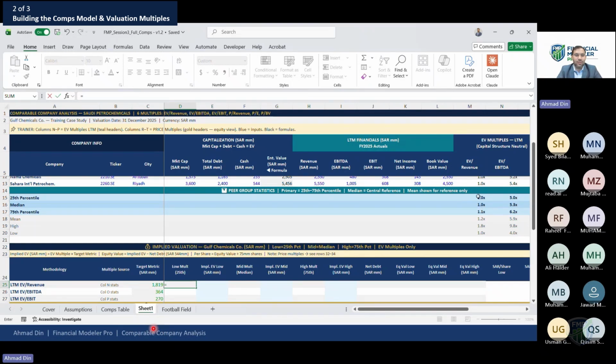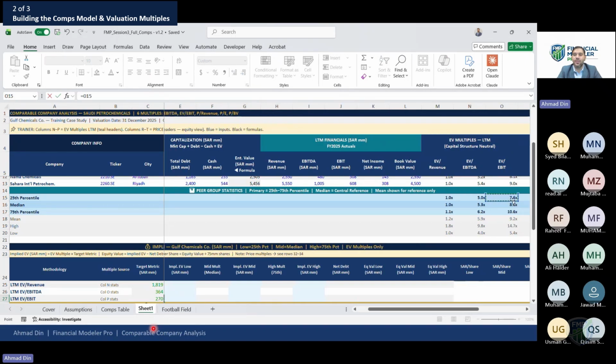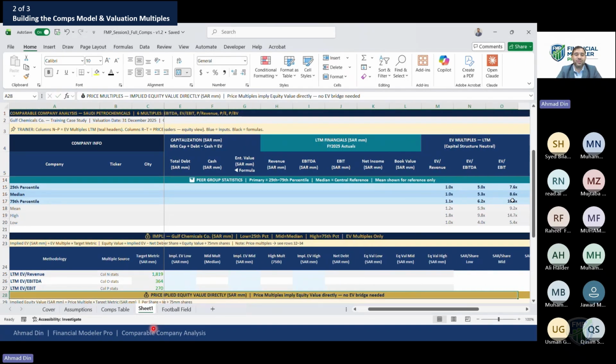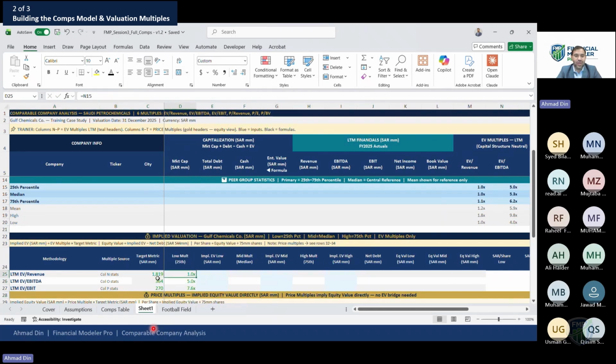First is our 25th percentile. We have this multiple for our EV over revenue, for EV over EBITDA and our EV over EBIT. We just linked them with our calculated numbers. So now on the lower side we will get the value of the enterprise value. By multiplying the multiples, we get the value of the business at the lower side.